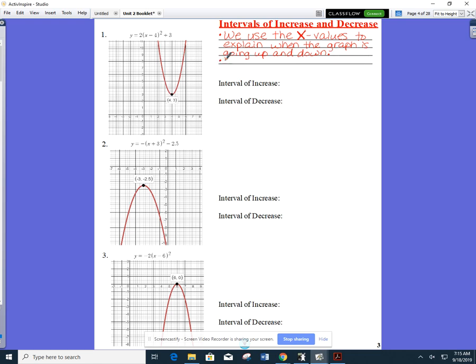I would recommend, and I'm going to do this with you in a second, you can write it down first. You're going to trace from the vertex to the x-axis.